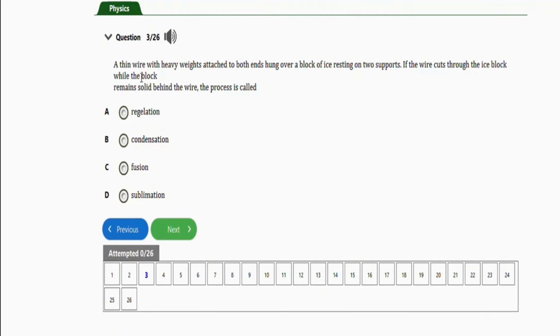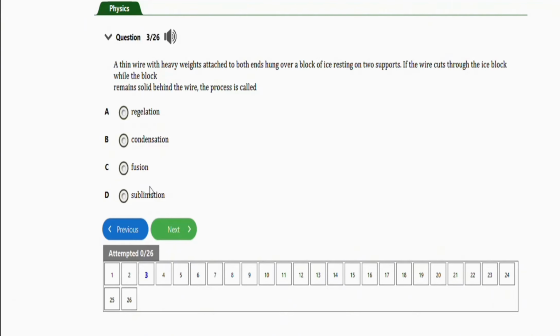Alright, so next question with this one. It says a thin wire with heavy weights attached to both ends hung over a block of ice resting on two supports. If the wire cuts through the ice block while the block remains solid behind the wire, the process is called, we have option A, regulation, we have condensation, we have fission, we have sublimation. The correct option is option A, which is regulation.